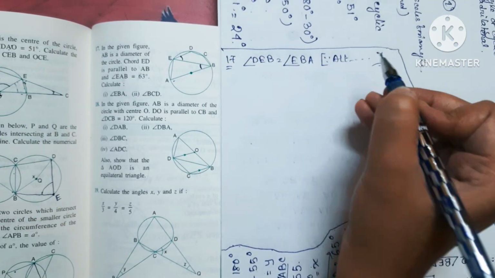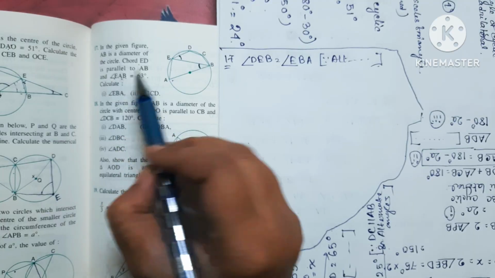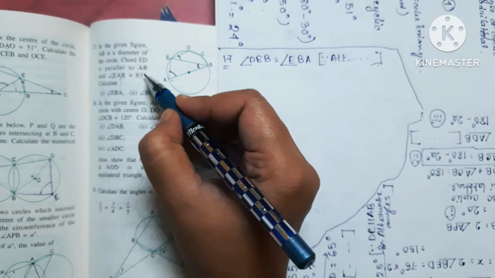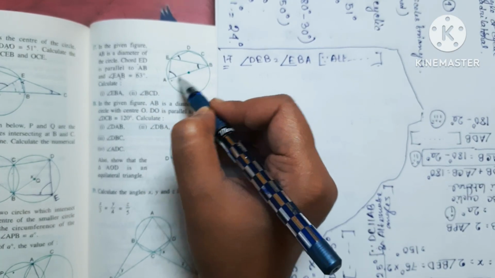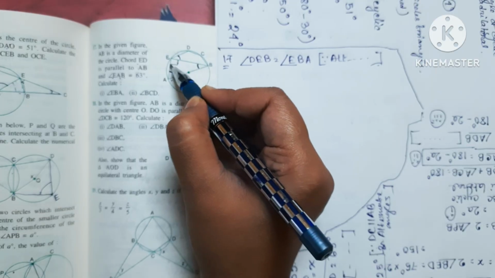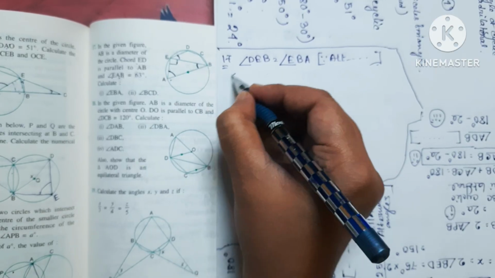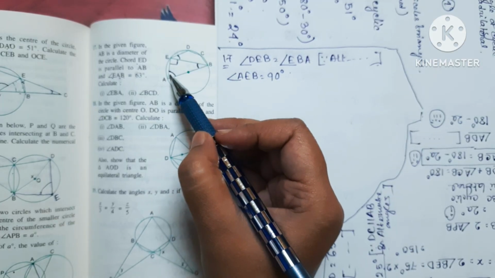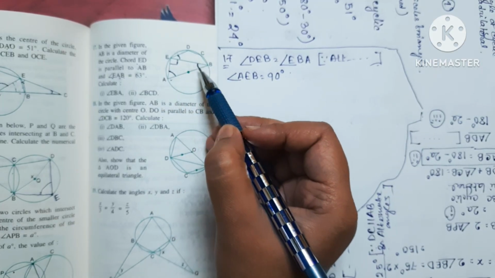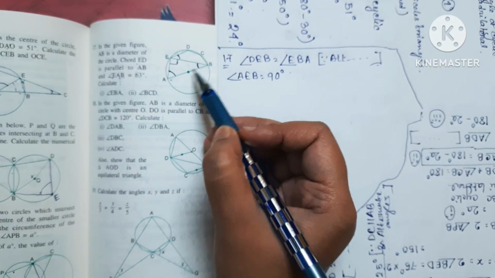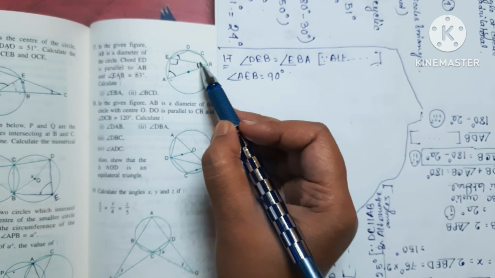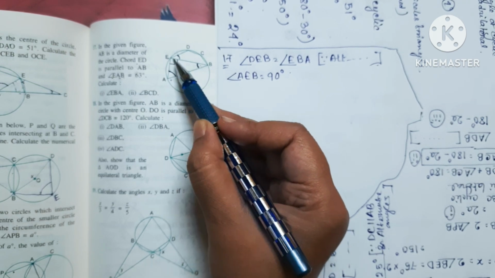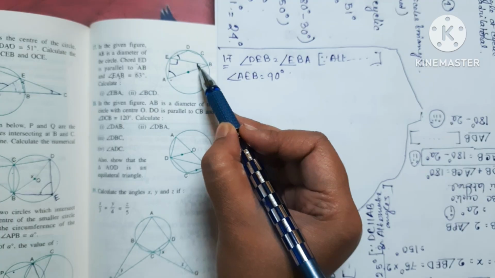I'm not writing everything. Okay, now see, EAB, this one is 63 degrees. Now see, AB is the diameter, that means this one is 90 degrees, angle on semicircle. So angle AEB is 90 degrees, and this one is 63, that is given to you. So this one will be 90 minus 63, because in this right triangle, the sum of these two angles will be 90 degrees.